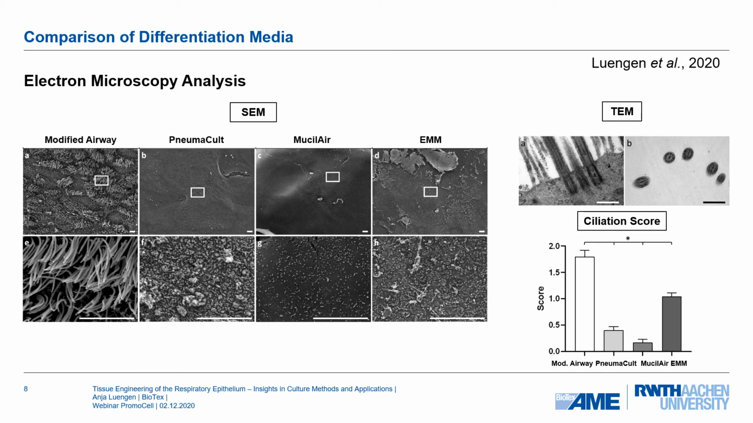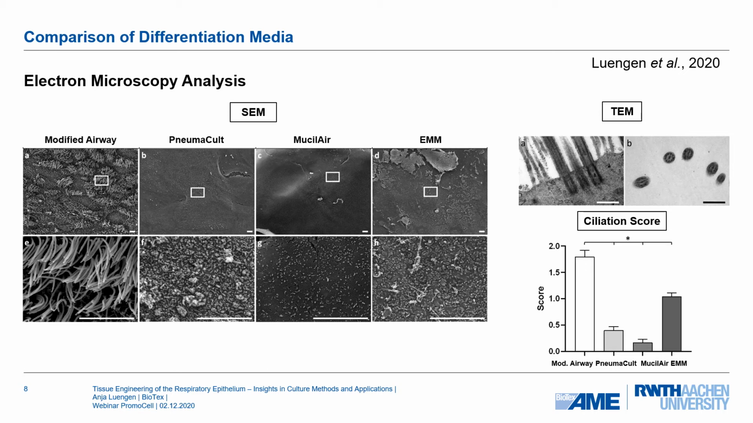The first electron microscopy analysis of our inserts revealed cilia formation in 5 out of 7 modified airway cultures, while Pneumacult and MucilAir led to cilia formation in only 1 out of 7 donors. In EMM, 2 out of 7 donors developed cilia. On the slide, you can see representative pictures of the scanning electron microscopy. Basal bodies and the characteristic 9+2 configuration of the microtubuli inside the cilia could be observed under the transmission electron microscope for ciliated samples.